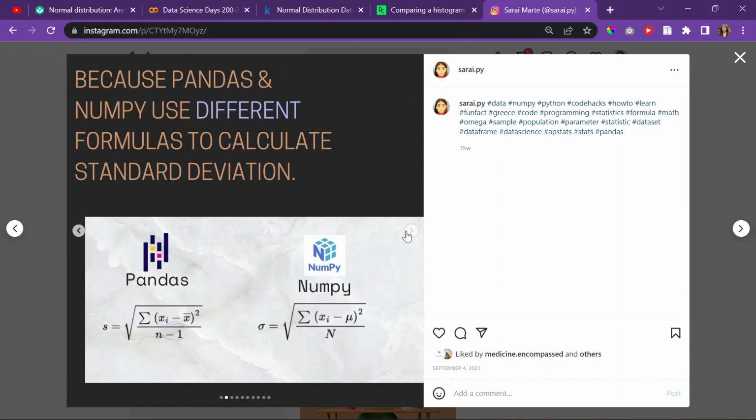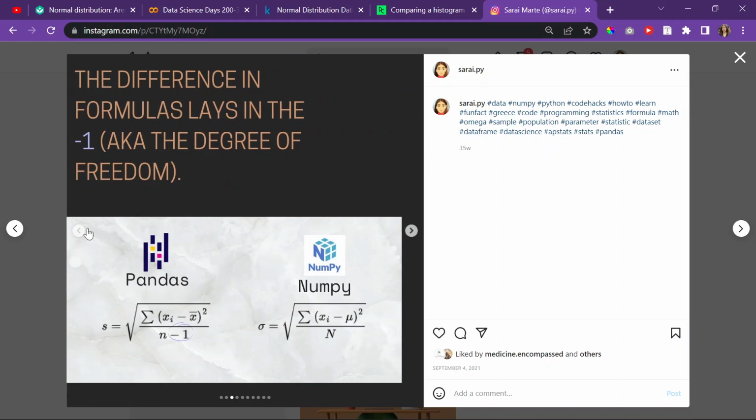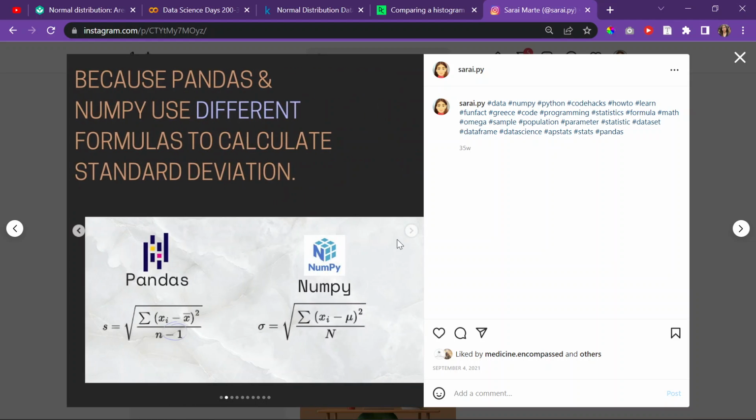Let's look at my post. Right, so as you can see, when it comes to a sample standard deviation, you do n minus 1, and when it comes to population standard deviation, you do nothing. You do n minus nothing, it's 0. But in pandas, because I'm using pandas right now, the standard deviation is set to n minus 1, which is, well, I don't understand.